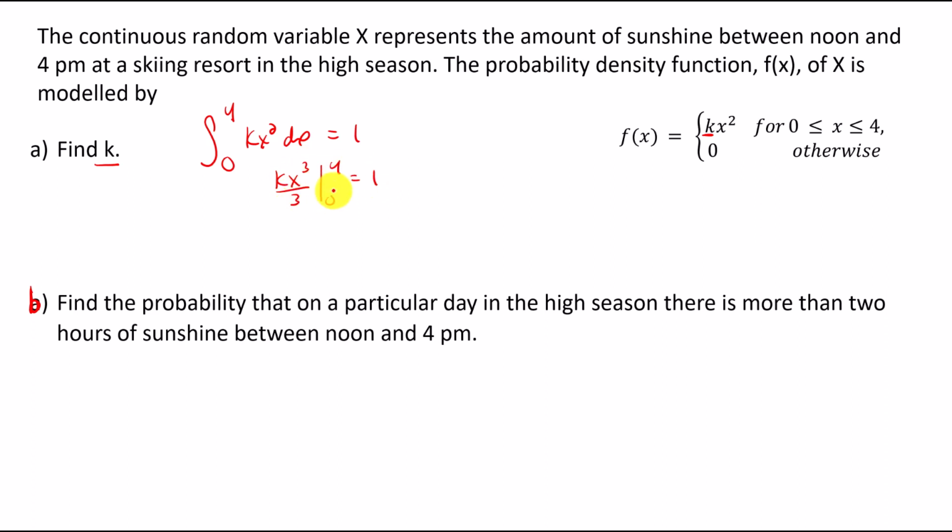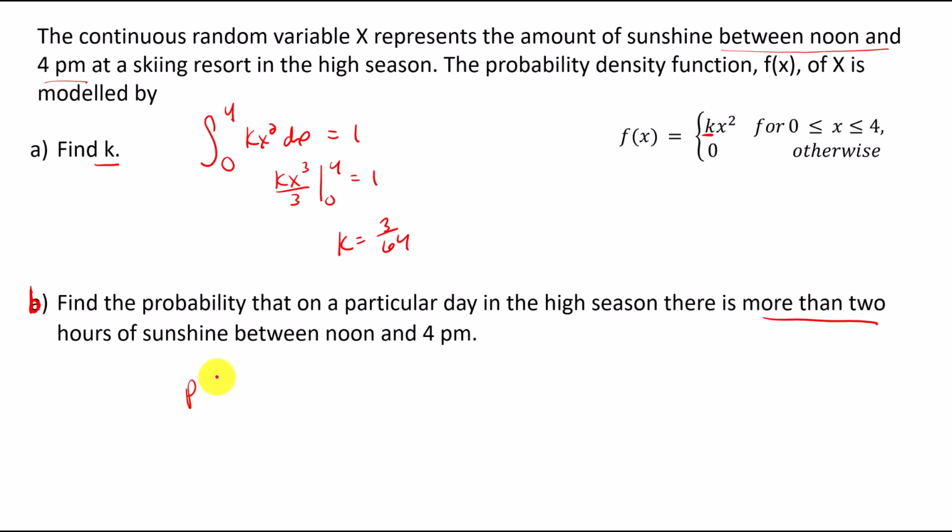And then you're just plugging in your bounds and solving for k, and when you do that, you get k is 3 over 64. Okay, for part B, it says find the probability that on a particular day in the high season, there is more than 2 hours of sunshine between noon and 4. And if you read this carefully, it says that this probability density function represents the amount of sunshine between noon and 4.